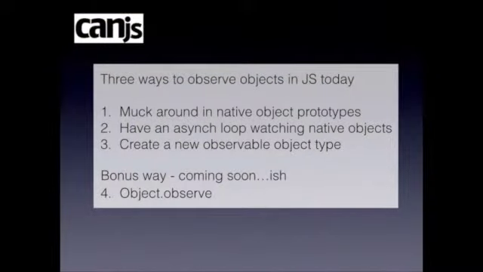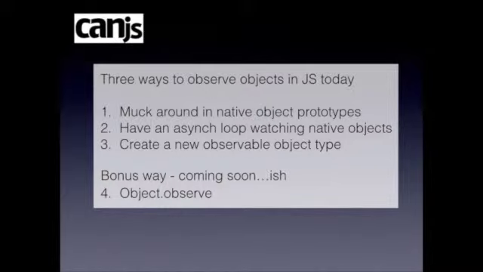And the third way, which is what CanJS does, is it creates a new observable object type. So it just takes your basic objects, arrays, and numbers and wraps an observable thing around it so you can use it. Then there's a bonus way coming soon-ish. Object.observe, I think it's ES6, has a way to do this, but when I wrote this presentation, at least, it was only available in Chrome, so hopefully they'll roll it out to the other browsers so we can use it in 2 or 3 years.